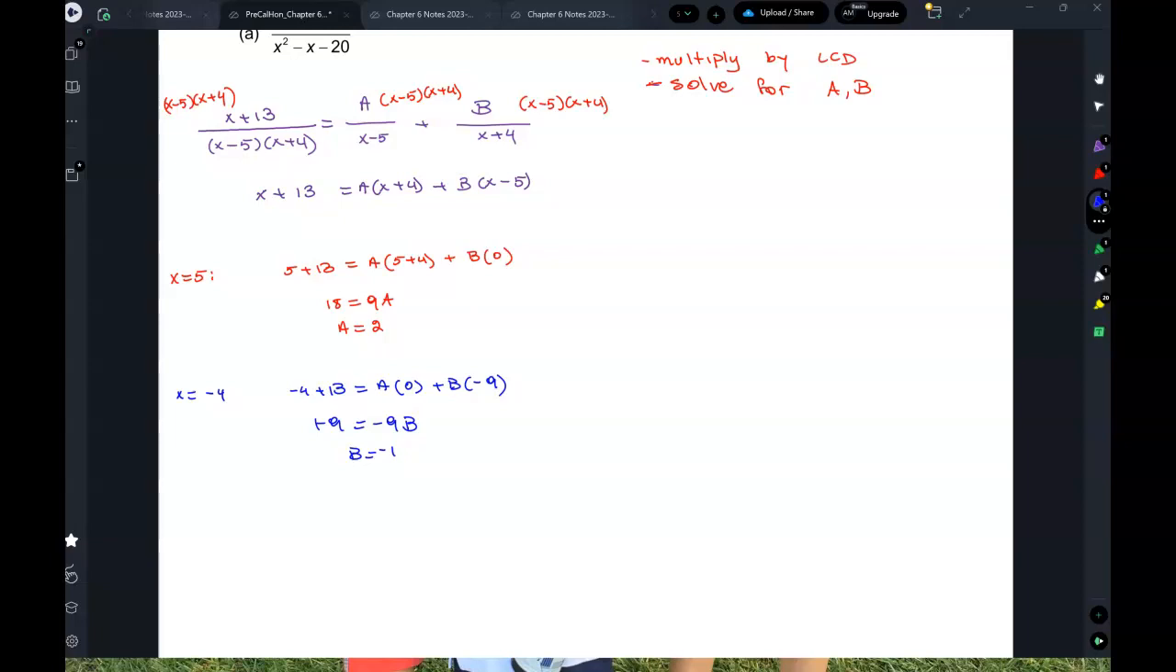So now that I have a and b, I can rewrite my entire function. x plus 13 over x minus 5, x plus 4 is equal to a, which is 2 over x minus 5, minus, because b is -1, minus 1 over x plus 4.